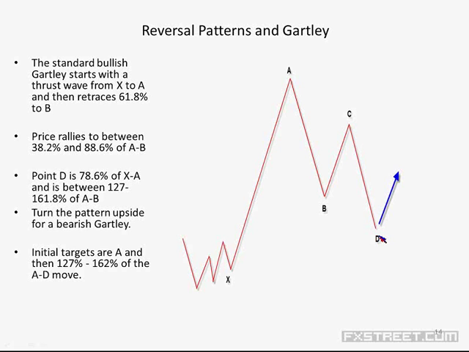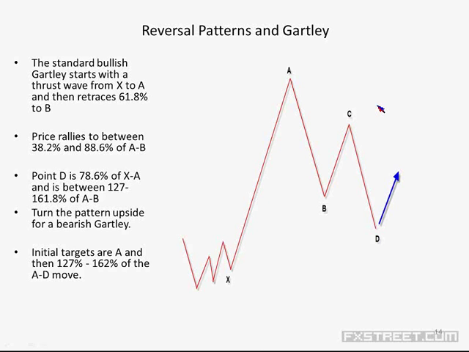And for this to be a correct Gartley, B is going to be 61.8% of X to A. All right? Doesn't really matter where C goes, but the next important thing is that D has to turn at this very, very important level, which is 78.6. And there we go. Absolutely, yeah.